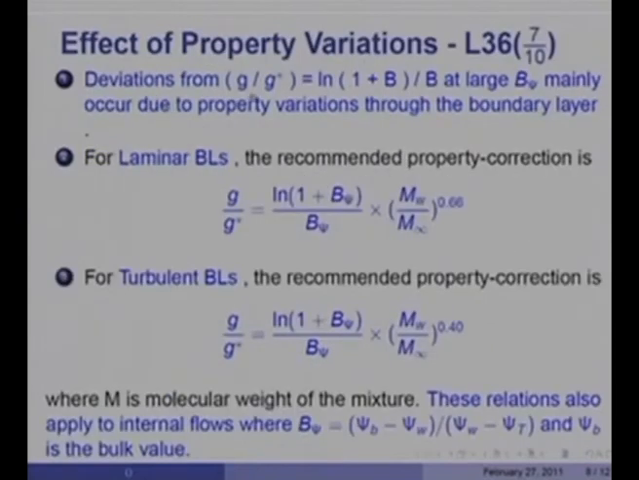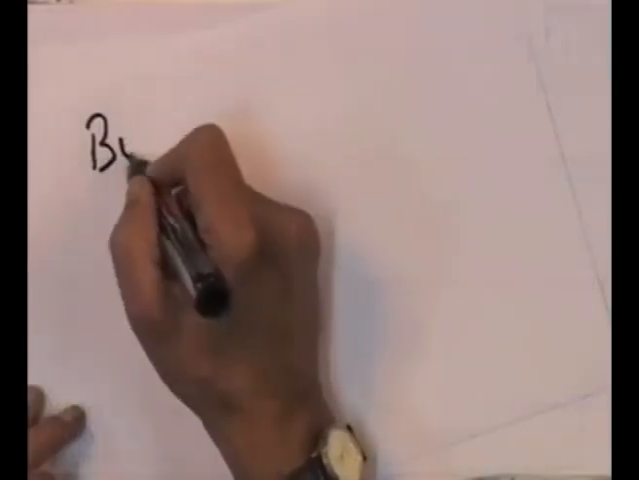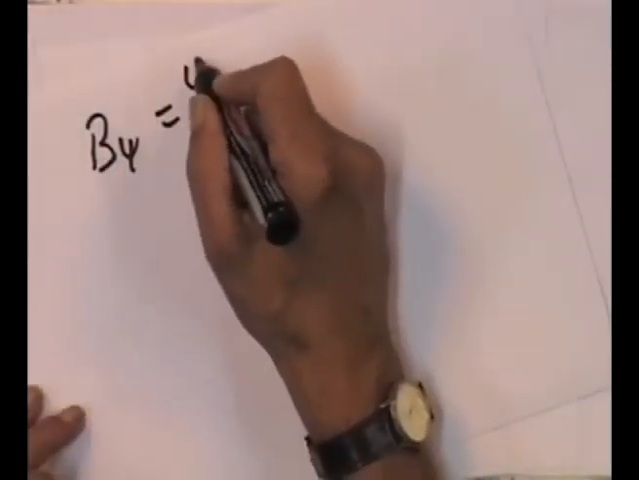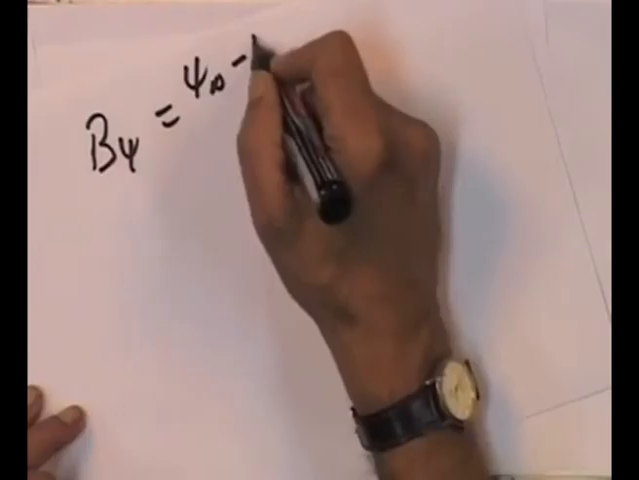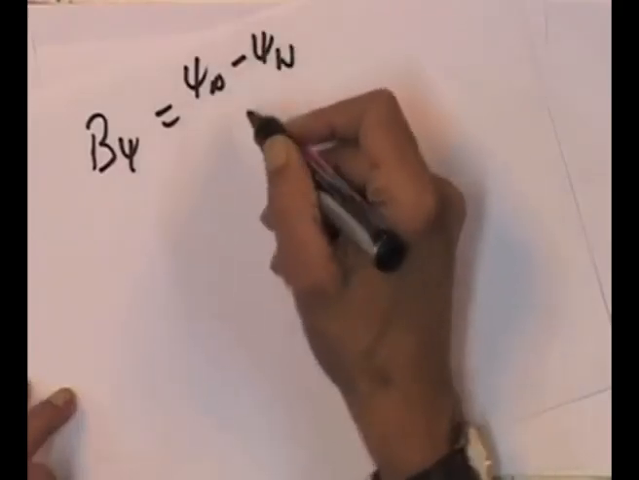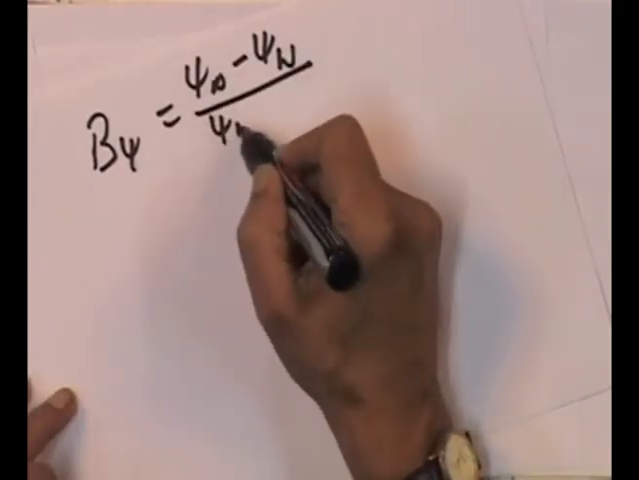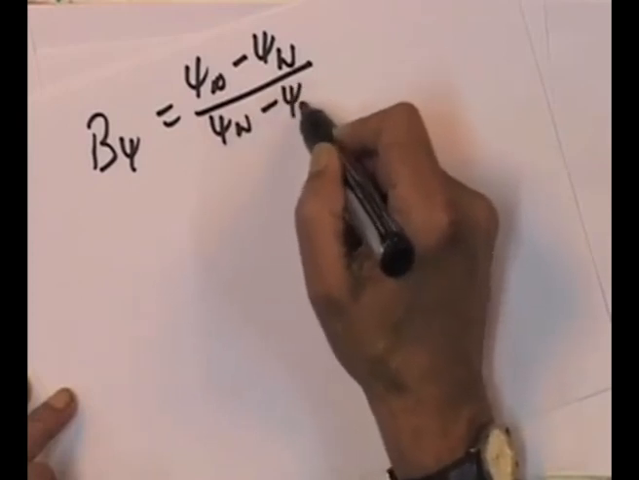So, deviations from G over G star equal to ln 1 plus B divided by B at large B w mainly occur due to variations through the boundary layer. In order to appreciate that, let us see what is B psi. B psi, as you will recall, is psi value in the infinity state minus psi value in the wall state divided by psi value in the wall state minus psi value in the t state.